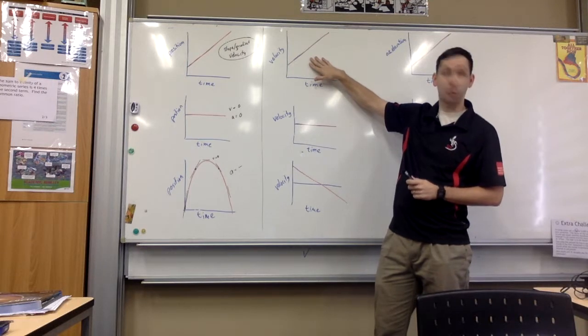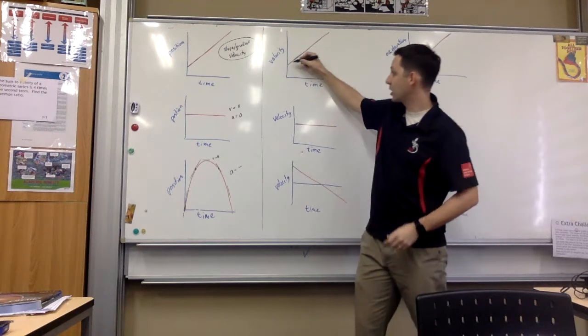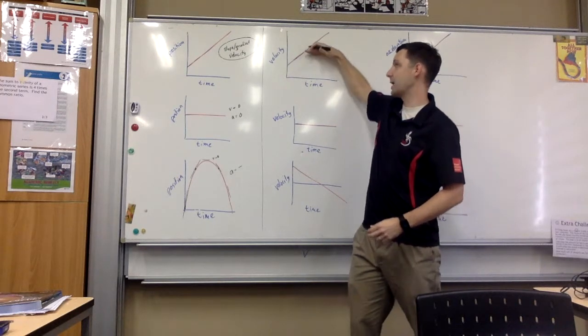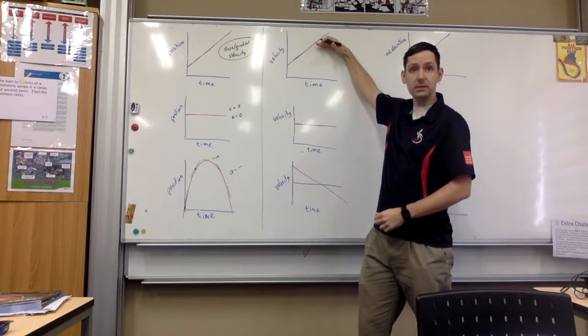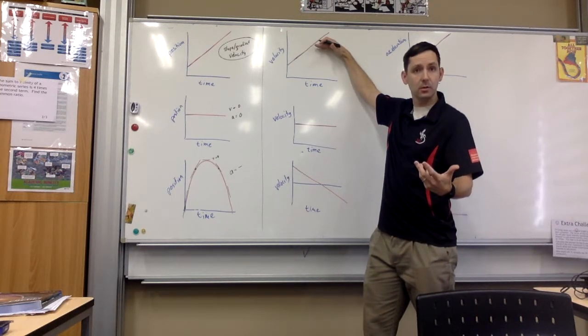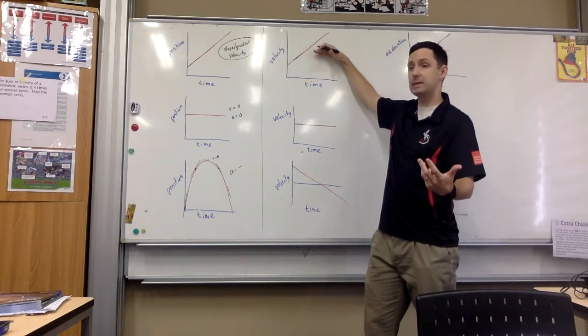My velocity is increasing. That's right. I'm starting at a very low positive velocity, and as time goes, I'm going to higher and higher velocities. What does that mean about my acceleration? It's the same. Constant, but is it zero? No, it's not zero anymore, right?